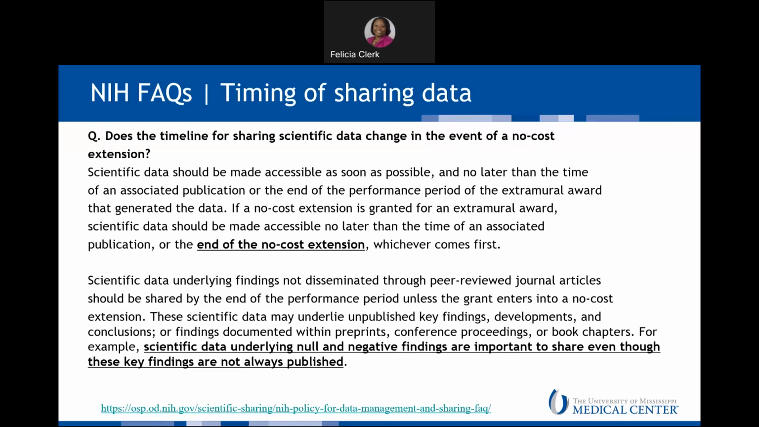So basically, your scientific data should be made accessible as soon as possible and no later than the associated publication or end of performance of your award that generated the data. If a no-cost extension is granted, your scientific data should be accessible no later than the time associated with publication or the end of the no-cost extension. So that is whichever comes first.